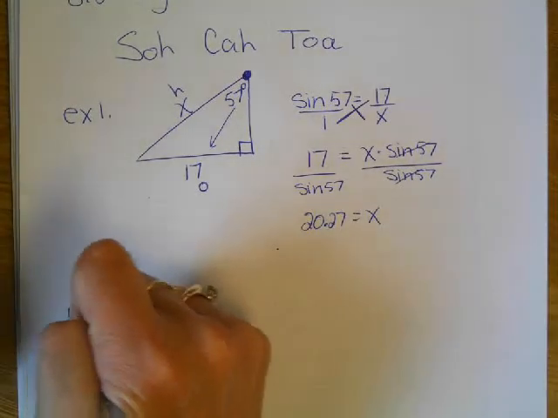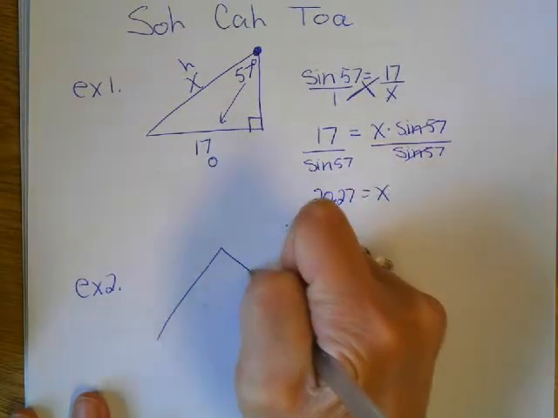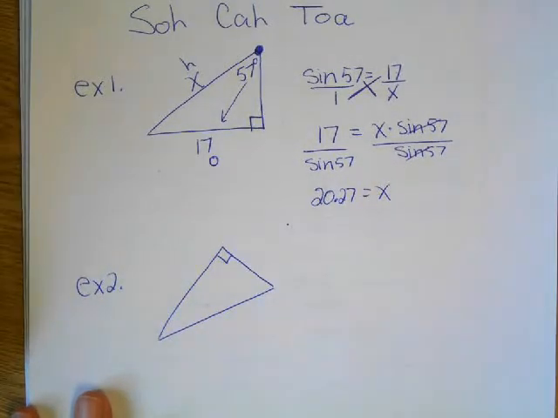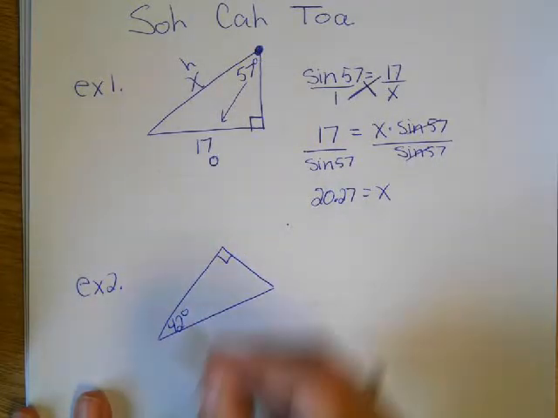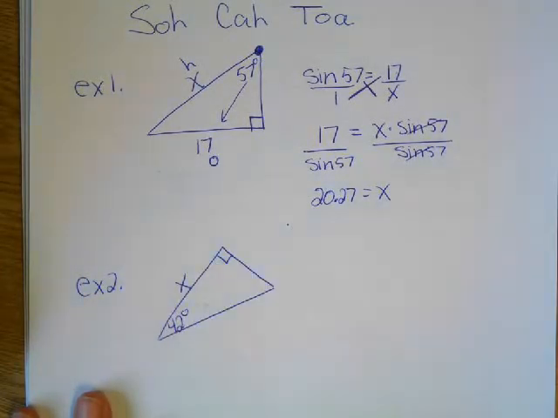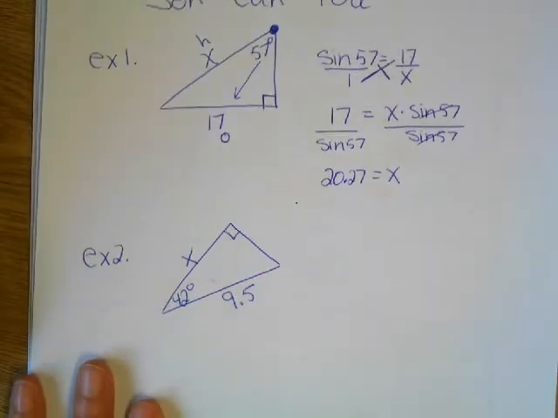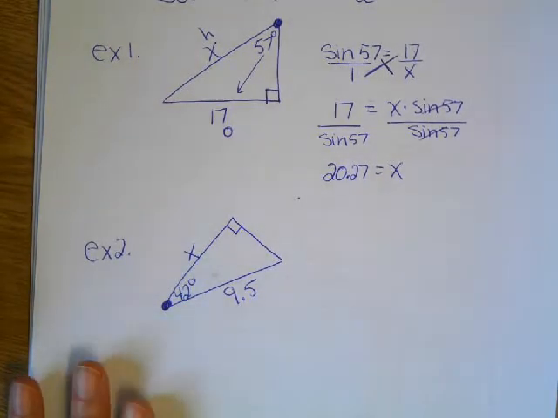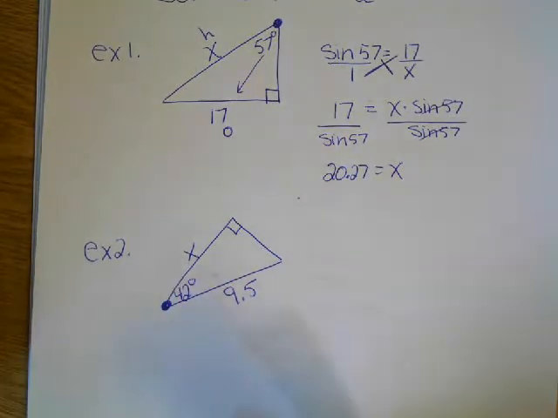Let's try another one. Another triangle, let's go. 90-degree angle there. 42 degrees here. Missing side here. And 9.5 here. So again, you always stand yourself at the given angle. There's my reference. You have to decide what two sides these are, either adjacent, opposite, or hypotenuse. Then you pick your trig function, then you set up your ratio.